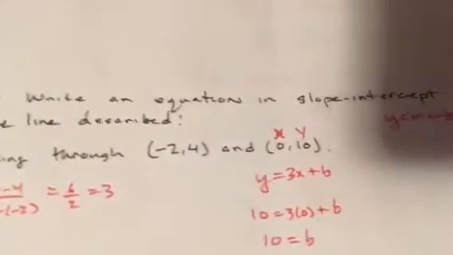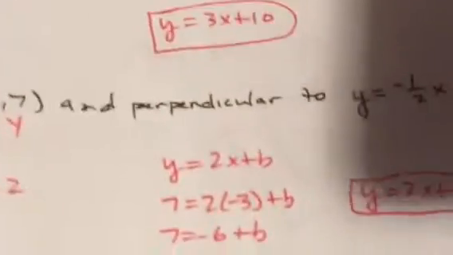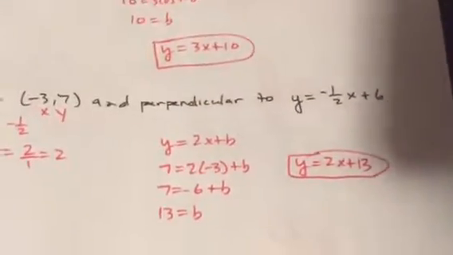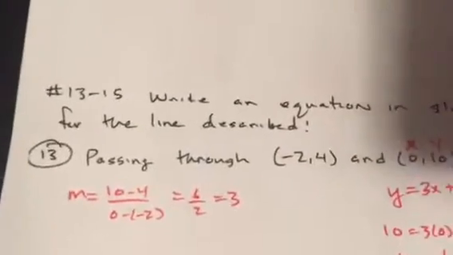Right, write an equation in slope-intercept form. That's y equals mx plus b. If you didn't know that, if you got confused, guys, look here at number 14. You're given y equals mx plus b, and here on 15, you're given another slope-intercept form. All right, for the line described.